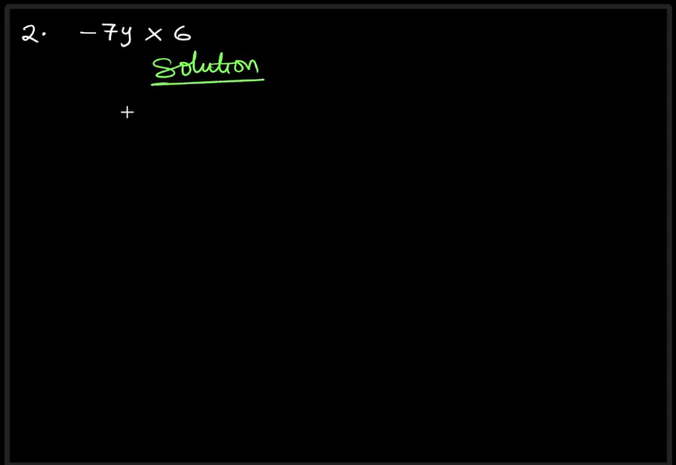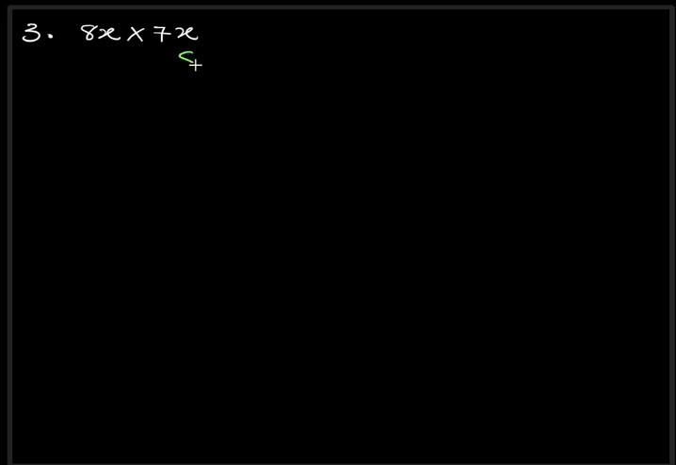We move to number 2, solution. This will give us minus 7y times 6. This will be equal to, now 6 carries plus, so minus times plus will give us minus. 7y times 6 will give us minus 42y.